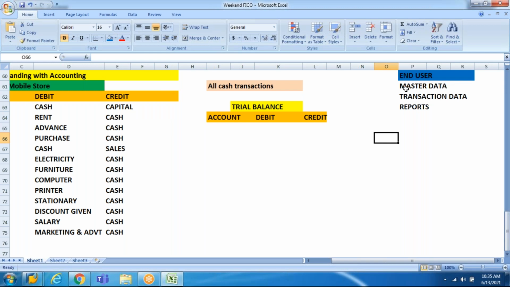So they will create master data. Based on the master data, they will create the transaction data. Based on the transactions, they will generate reports. Now, trial balance is a report. And your master data is the GL account. Cash, rent, advance, whatever is there, these are all called your master data. Now, if you look at all the transactions, how many times is your cash reflecting? Once or more than once?